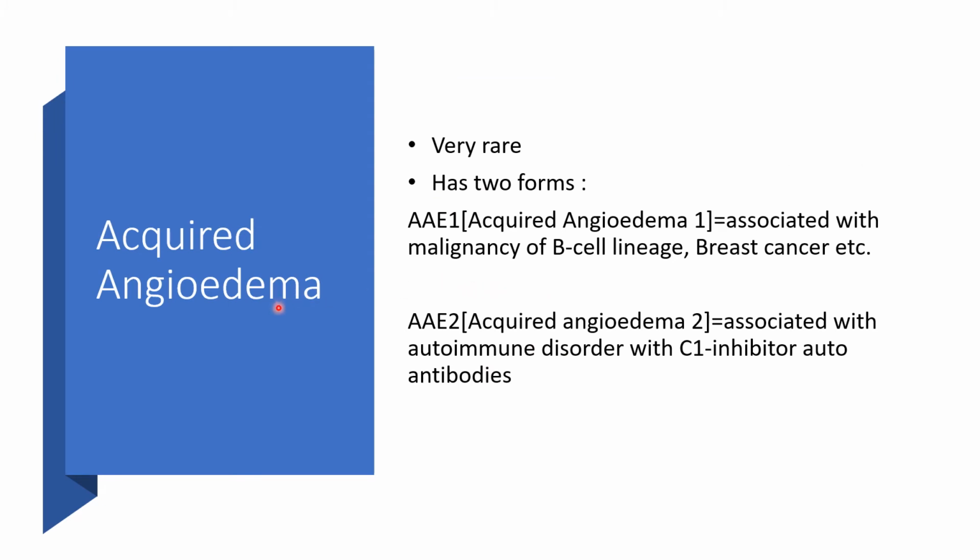Acquired angioedema. This is very rare. It has two forms. It has acquired angioedema type 1. These ones are associated with malignancy of B-cell lineage or breast cancer and so on. There's acquired angioedema type 2. These ones are associated with autoimmune disorders with C1 esterase inhibitor autoantibodies. In a bit, we'll understand why it is so.